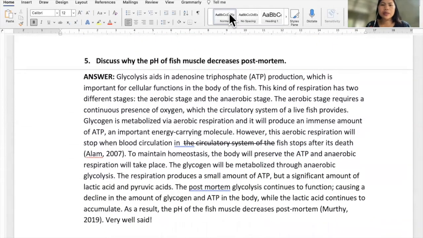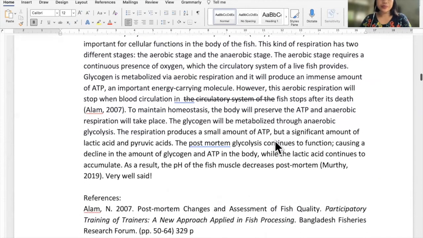Discuss why pH of fish muscle decreases post-mortem. So yun yung explanation kanina, no, na once mag-stop yung supply ng oxygen-rich blood sa system ng fish, it will stop aerobic respiration, and it will now go into anaerobic glycolysis.